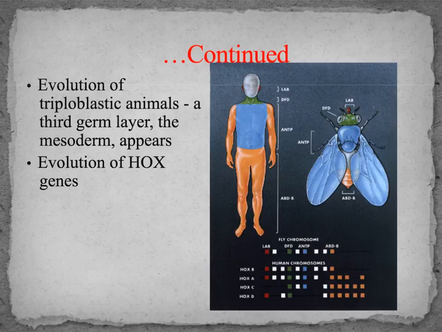Thirdly, the evolution of triploblastic animals, which have a third germ layer called the mesoderm. The mesoderm is used to make muscles, gonads, circulatory systems, and some excretory structures. Lastly, the evolution of Hox genes. These are the homeotic genes. These genes are found in many animals and build similar structures. The Hox genes are sometimes referred to as a genetic toolkit.